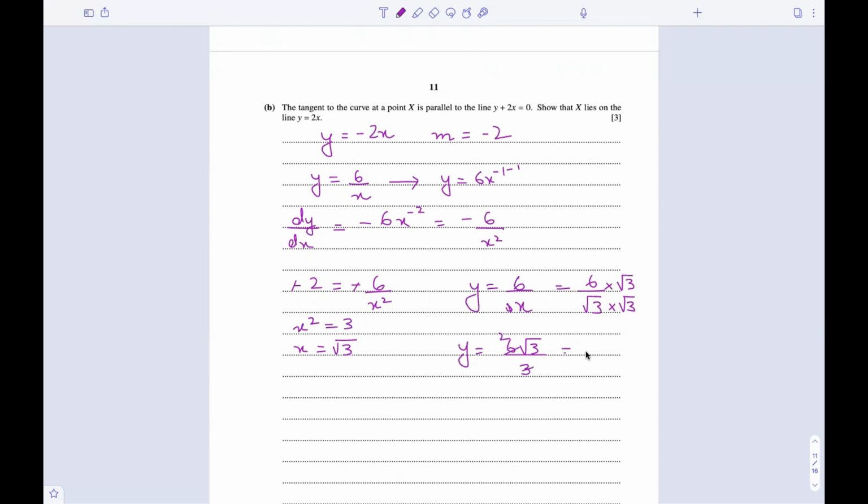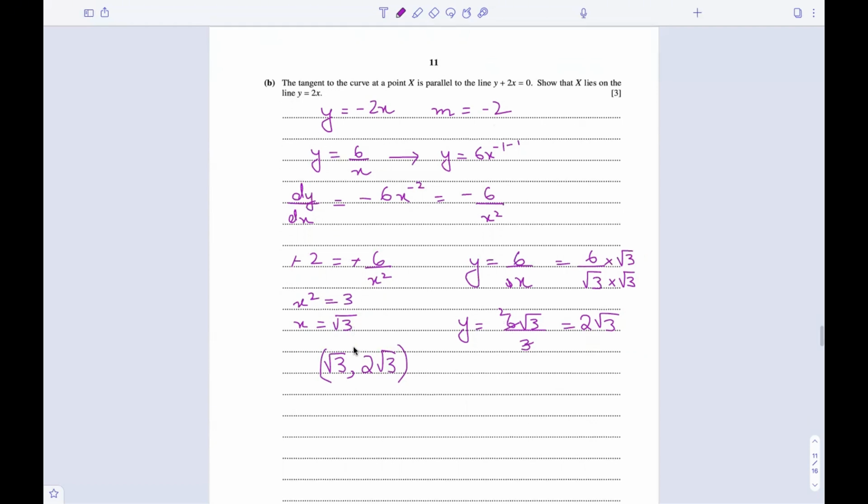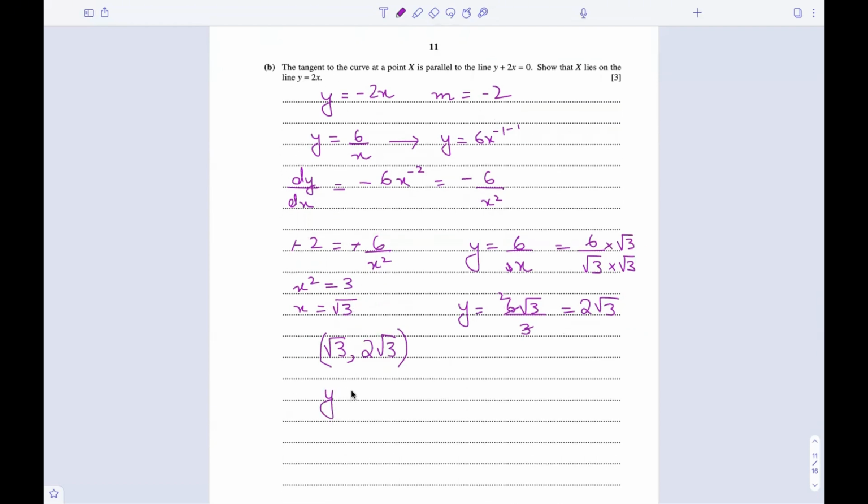So we know that the coordinates of the tangent to the curve are (root 3, 2 root 3), and these points must satisfy the equation y equals minus 2x. So we'll use y equals minus 2 times the coordinate of x, which is root 3. So the value of y is also 2 root 3. So basically this shows that the point lies on the line y equals minus 2x.